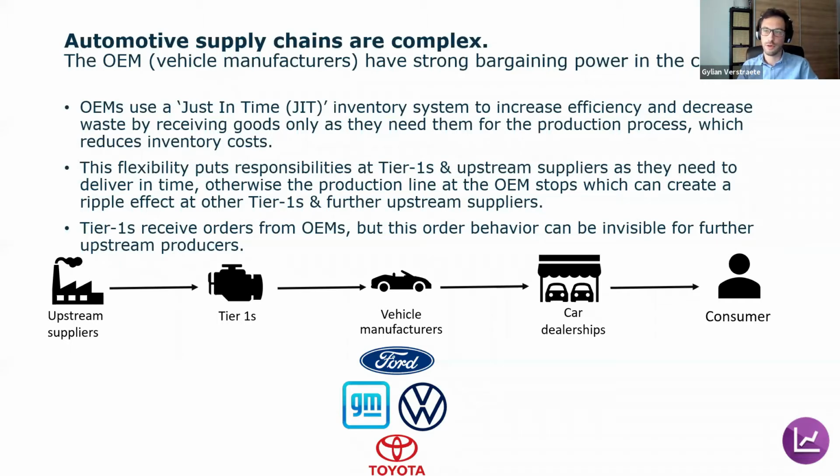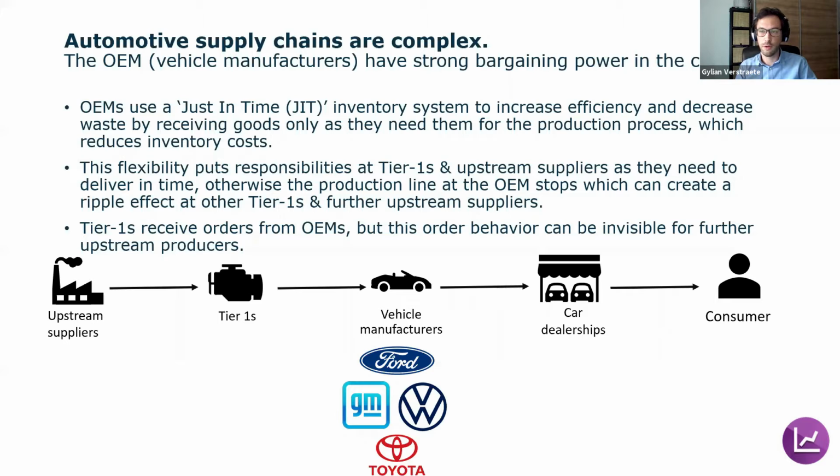And if you've ever seen the production process of a car, that's typically a very long process which goes in a line. So if there is a vital part missing, then typically the entire production line needs to come to a halt. So in the end, that gives the tier ones an enormous responsibility to deliver their goods on time and in the correct volumes to the vehicle OEMs.